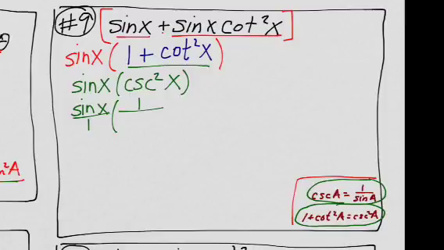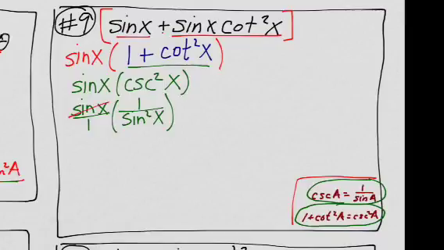This is the cosecant squared, so it's going to be 1 over the sine squared of x. If you think about that, cosecant squared just means cosecant times cosecant. If the cosecant is 1 over sine, then that would be 1 over sine times 1 over sine, which is 1 over sine squared. So that works out okay.